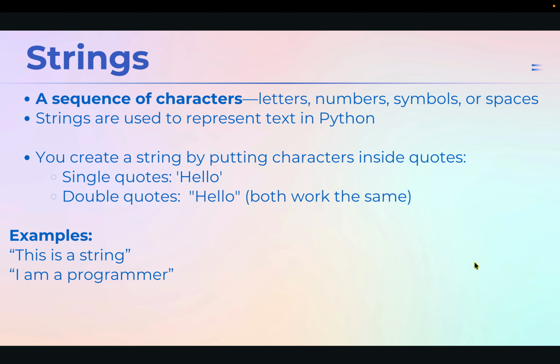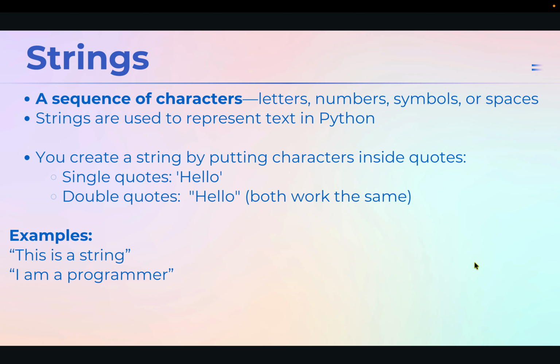So a sentence is considered a string. Your name is considered a string. A word is considered a string. A letter is considered a character, but it can be considered a string as well if it's just by itself. So strings are used to represent text in Python, and you use those or create them by using single or double quotes, as you see in the example.